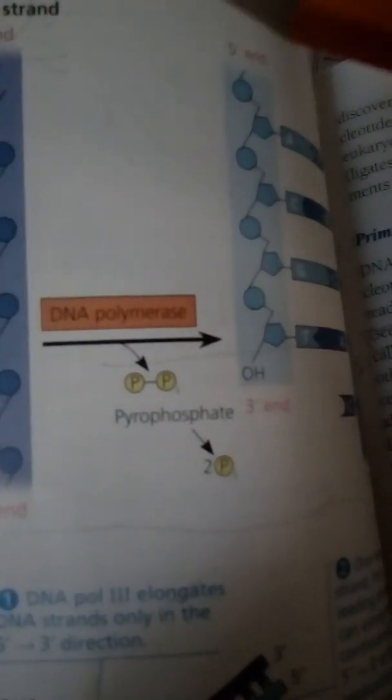Clearly, the two new strands formed during DNA replication must also be antiparallel to their template strands. How does the antiparallel structure of the double helix affect replication? DNA polymerases add nucleotides only to the free 3 prime end of the growing DNA strand, never to the 5 prime end. Thus, a new DNA strand can elongate only in the 5 to 3 direction.